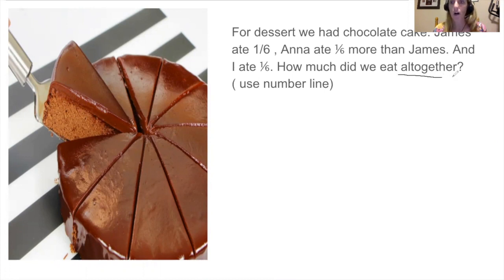Now that I read, let's plan. I know the word all together means to add. I'm going to put a little addition sentence right there. Now let's find out what we need to add. James ate 1/6. Anna ate 1/6 more than James. Well, if James ate 1/6 and Anna ate 1/6 more, that means she ate 1/6 and then another 1/6.